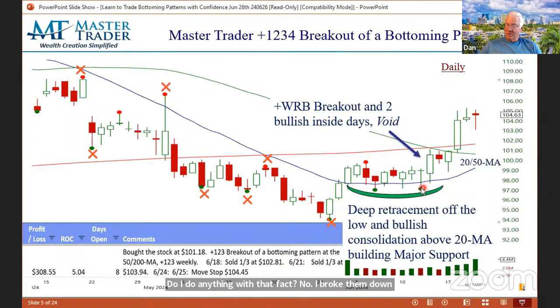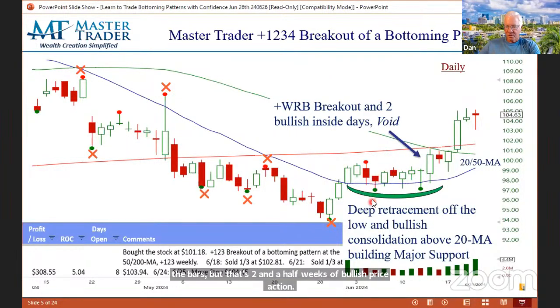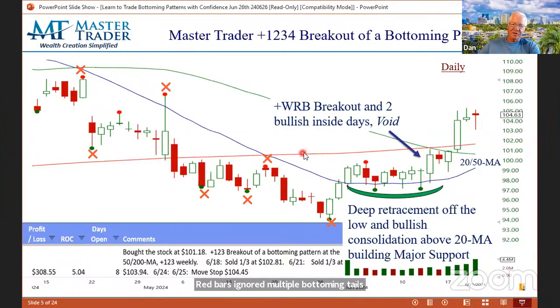Well, now look at my flat 20 MA. You can count the bars, but that's 2.5 weeks of bullish price action. Red bars ignored, multiple bottoming tails, range expansion, closing breakouts. So you could have bought over the high of that. Now I have 2 inside bars, which we call a master trader 1, 2, 3, 4.